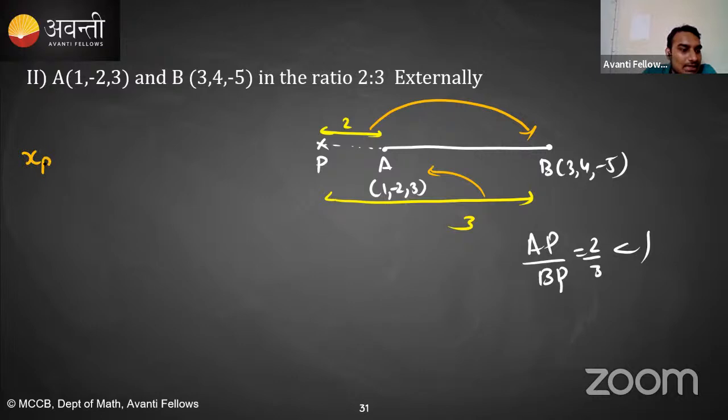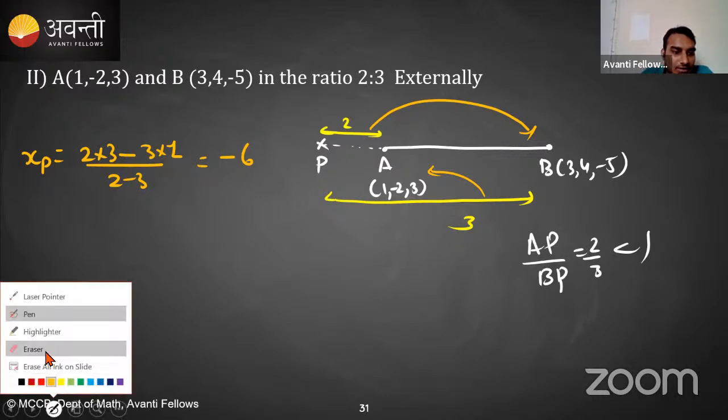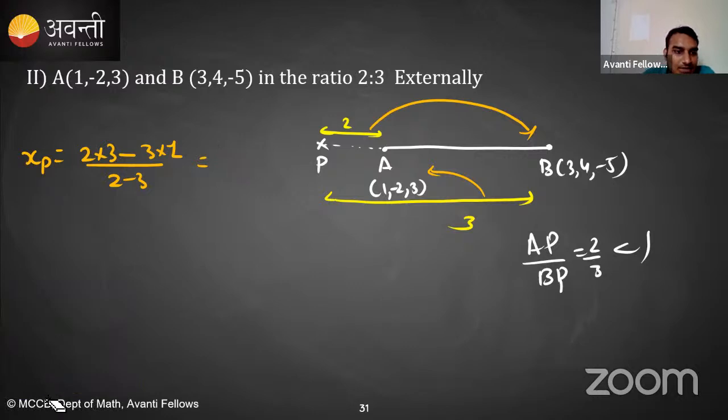So the x coordinate of P is (2 into 3 minus 3 into 1) upon (2 minus 3). So 6 minus 3 upon minus 1, which is minus 3. Clear? Minus 3.